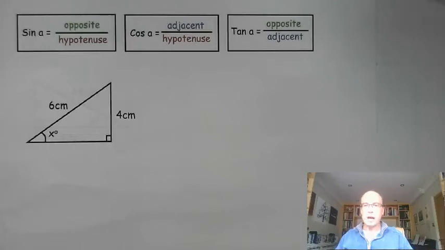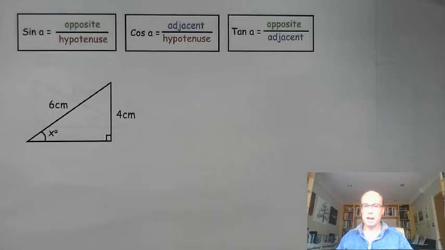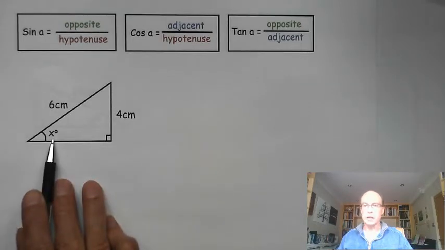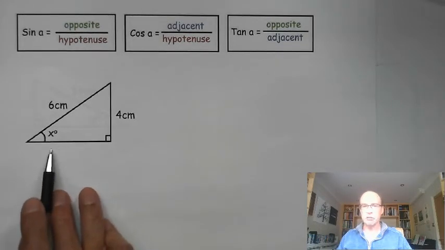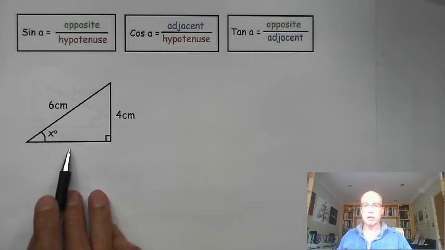In this video we're going to have a look at how we can use the trigonometric ratios to work out the missing angle in a right angle triangle. The steps to this are very similar to the ones that we've used when we were trying to find the length of a missing side. We're going to go through a very similar series of steps. Let's have a look at the example here.